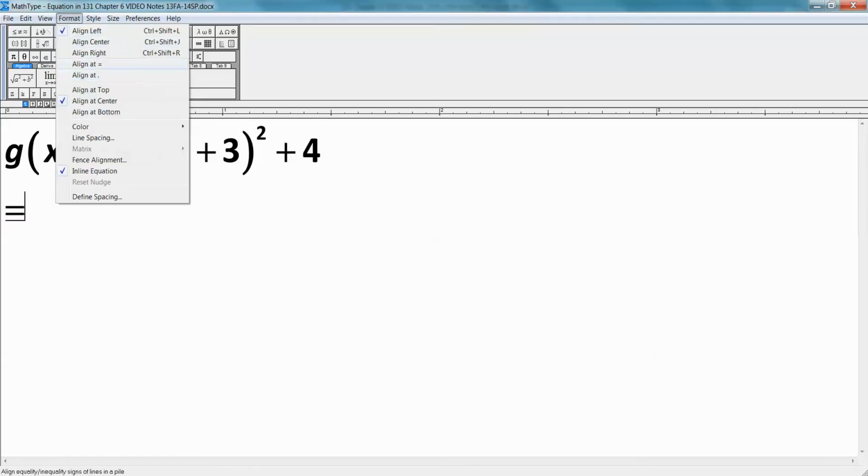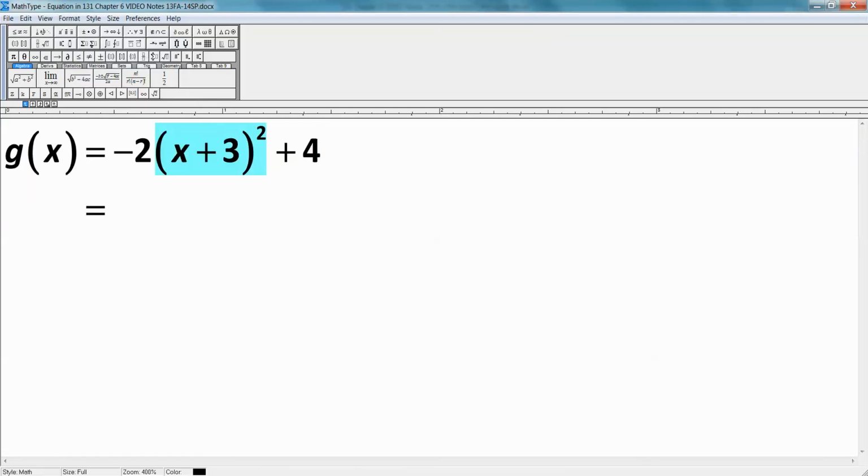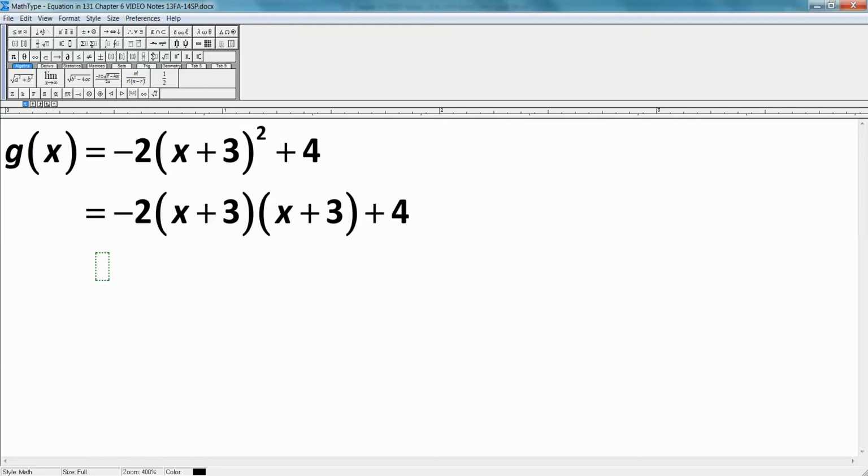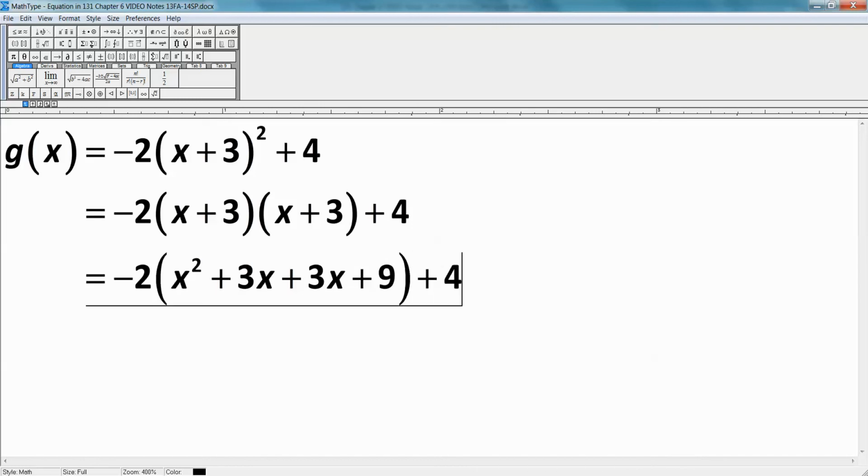All right, so let's start with, remember, whenever you see a binomial or a trinomial, anything with a plus or a minus squared, you're going to have to write it out. So it's going to be negative 2 times x plus 3 times x plus 3, plus 4. Now we got to take the time to figure out what this multiplication is. Because in order of operations, multiplication comes before you can start adding. So x plus 3 times x plus 3, that's x squared plus 3x plus another 3x, that's outers plus inners, plus 9. And we're going to add 4 to that.